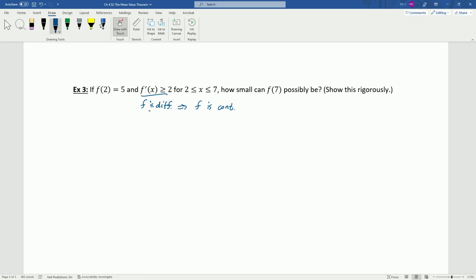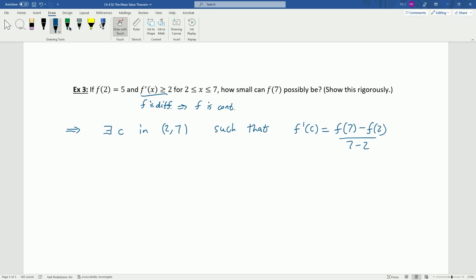So what do I know? Since f is differentiable and continuous, that implies that there exists a c in the open interval from 2 to 7, such that f prime of c equals f of 7 minus f of 2 over 7 minus 2.